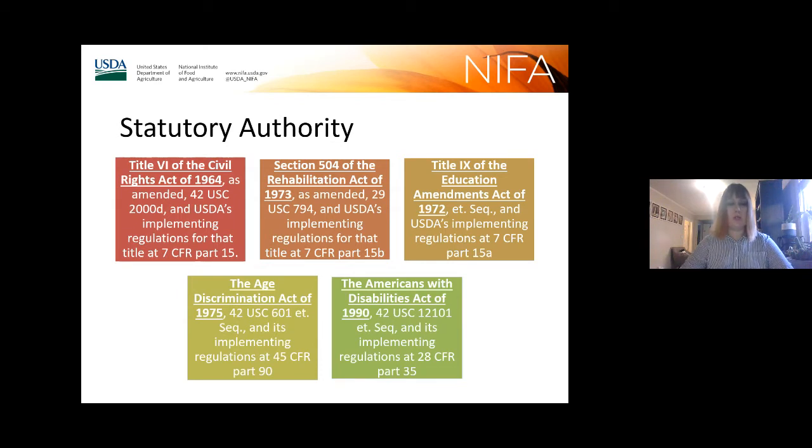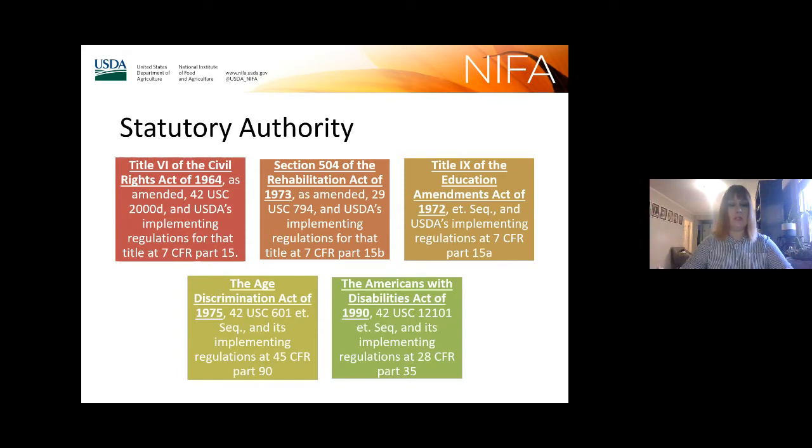Section 504 of the Rehabilitation Act, which prohibits discrimination based on disability in any program or activity that receives federal financial assistance. Title IX of the Education Amendments Act, which prohibits discrimination based on sex in any program or activity that receives federal financial assistance. And the Age Discrimination Act, which similarly prohibits discrimination based on age in any federally financially assisted program.